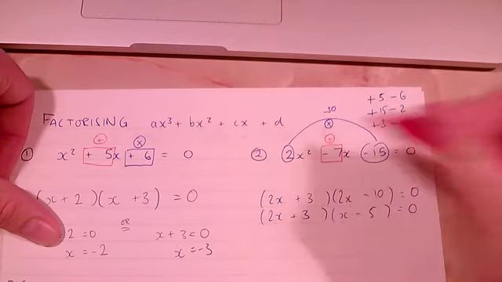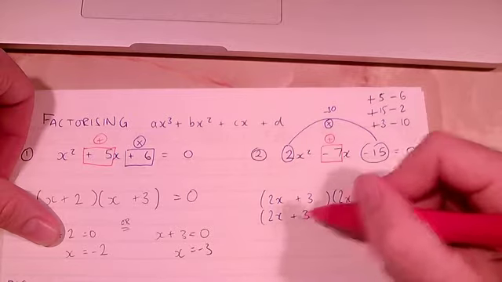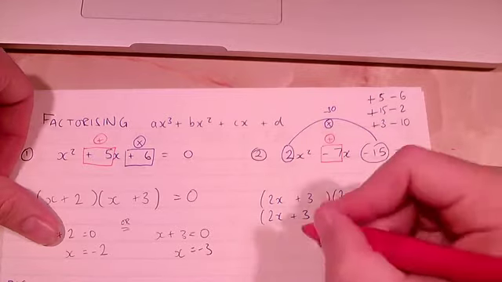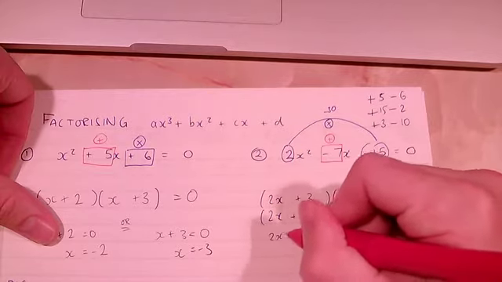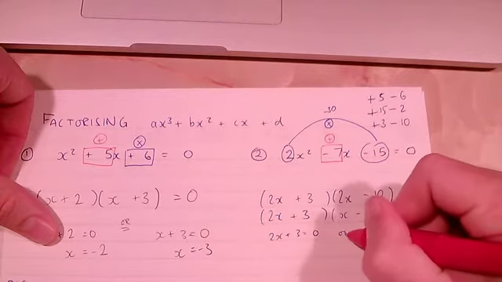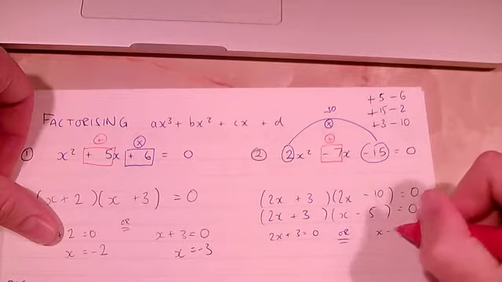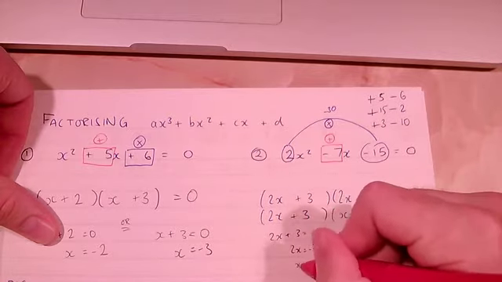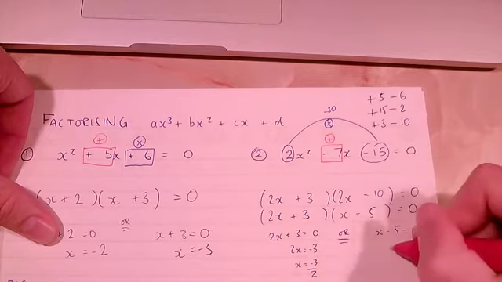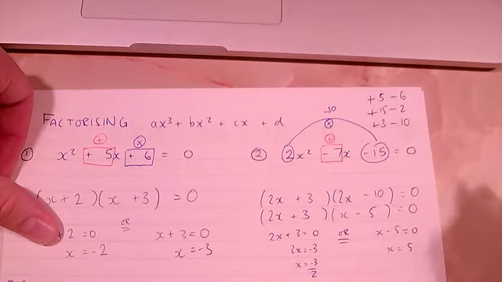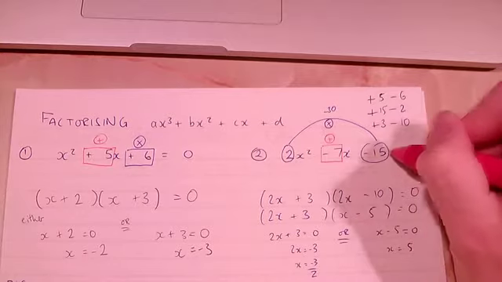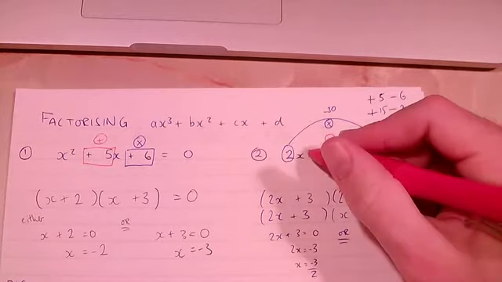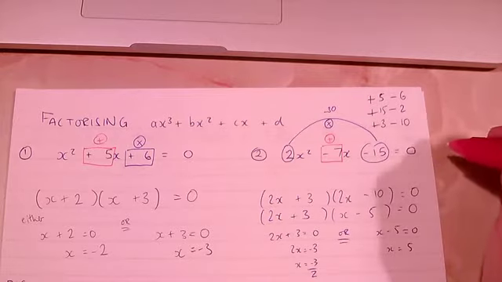2x times x is 2x squared, and plus 3 times minus 5 is minus 15. So that works fine. So then in this case, either the 2x plus 3 must equal 0, or the x minus 5 must equal 0. So this would be 2x equals minus 3, so x equals minus 3 over 2, or we just get x equals 5. Okay, so if I chucked in 5 into that, I'd expect that to go to 0, and likewise if I chucked in minus 3 over 2, or minus 1.5, into that, I'd expect it to equal 0.